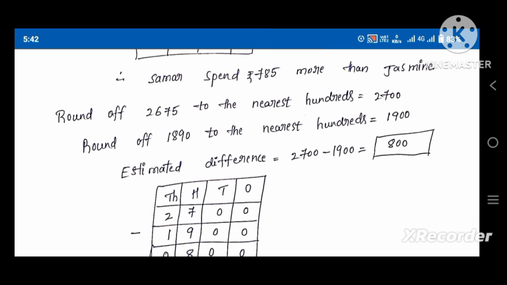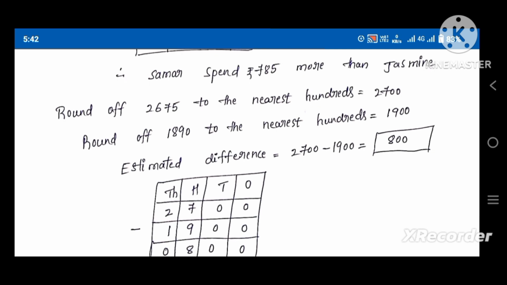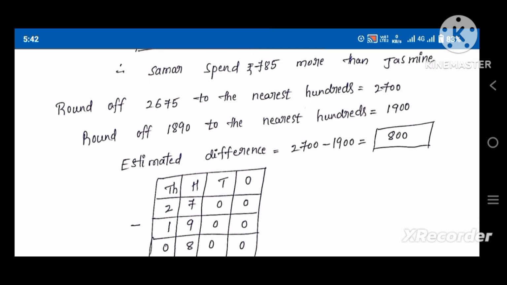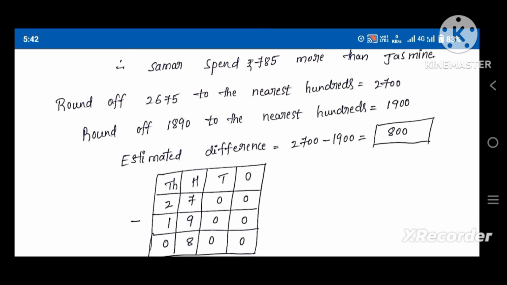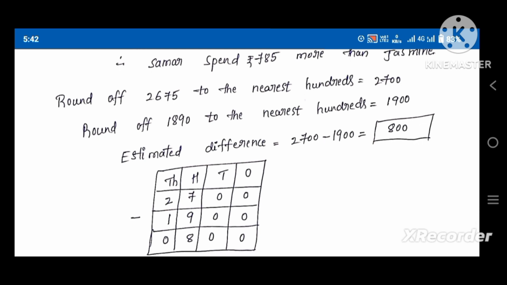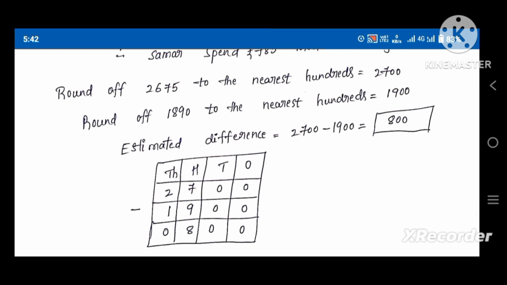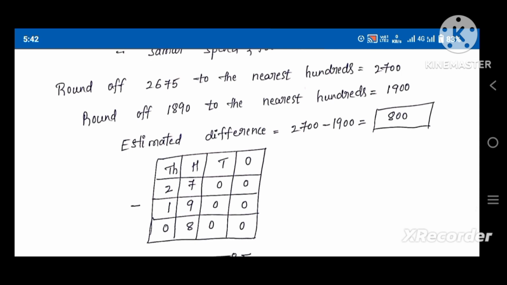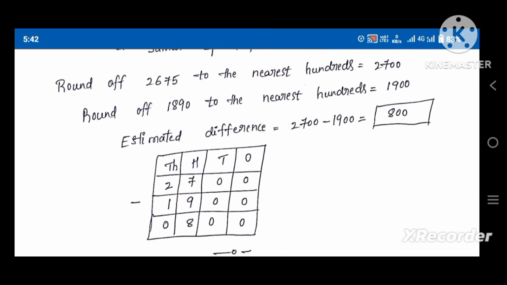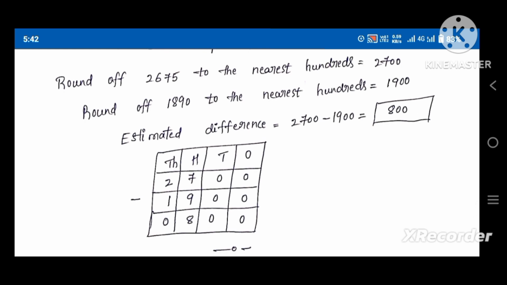Round off 2675 to the nearest hundreds is equal to 2700. Round off 1890 to the nearest hundreds is equal to 1900. Estimated difference is equal to 2700 minus 1900 is equal to 800.